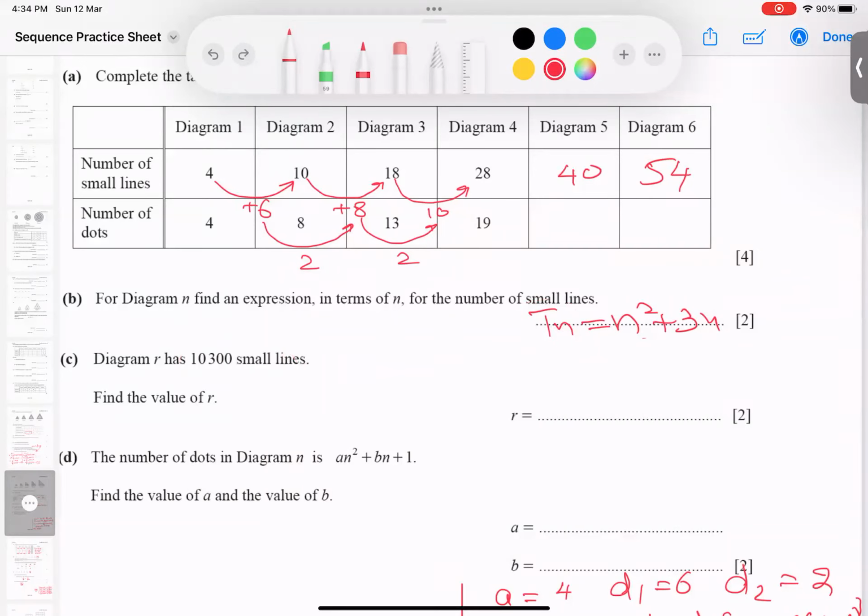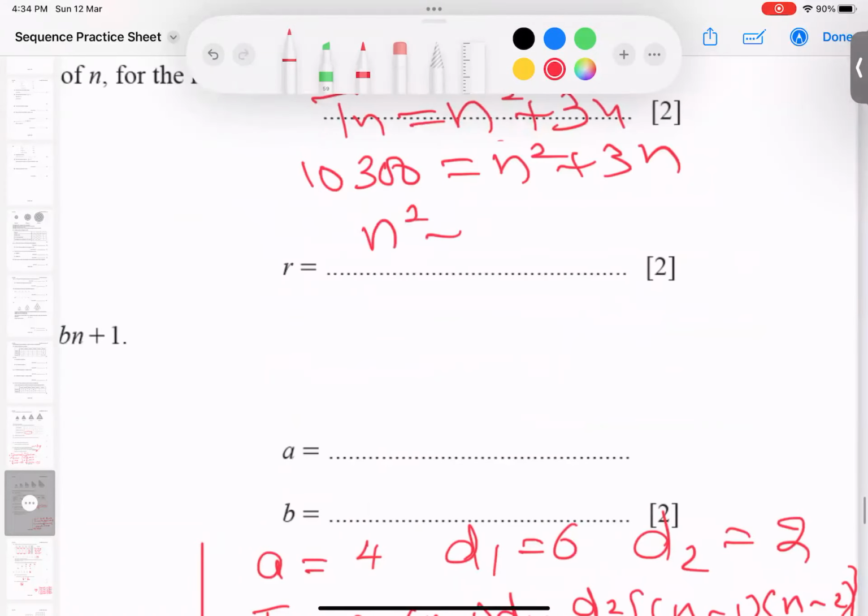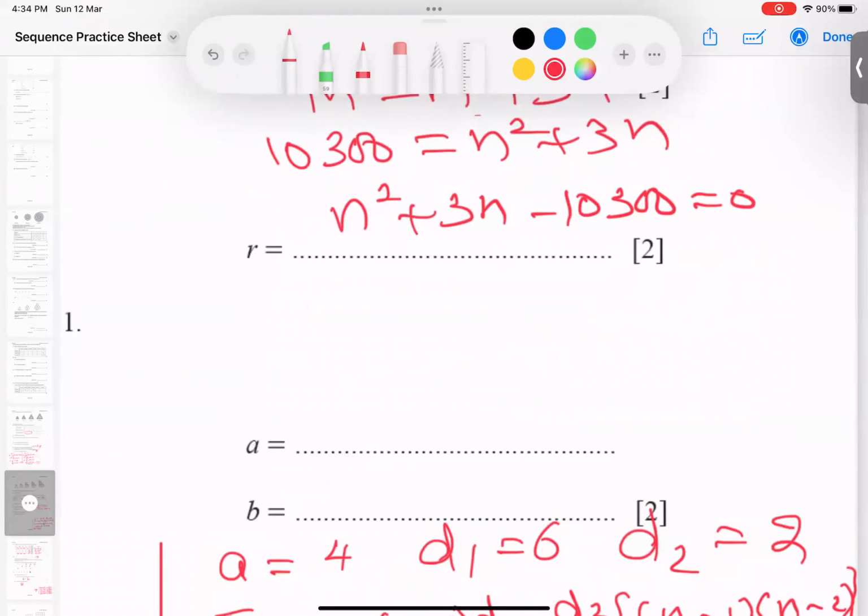When I plug in here, students, 10300 equals n to power 2 plus 3n. Bring it to the other side, same process I've done. So n to power 2 plus 3n minus 10300 equals 0. Now I'm applying, because it's very lengthy to do otherwise, the quadratic formula.